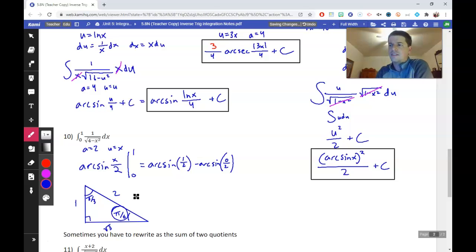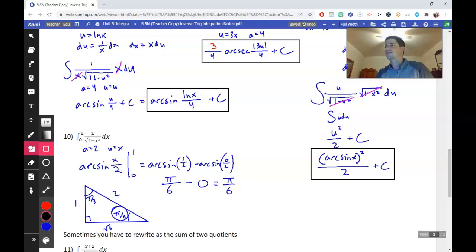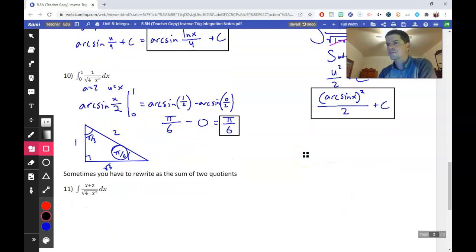Now remember, arc sine has a certain domain, but pi over 6 is for sure in it because it's in quadrant 1. It's not negative, so that's nice. We don't have to worry about that. So that's just pi over 6. Arc sine of 0, sine of 0 is 0, so arc sine of 0, the inverse, is also going to be 0. So we get pi over 6 minus 0, which is just pi over 6. So that's one of the comments: make sure you evaluate your arc sines. You can't leave it like that for your final answer.